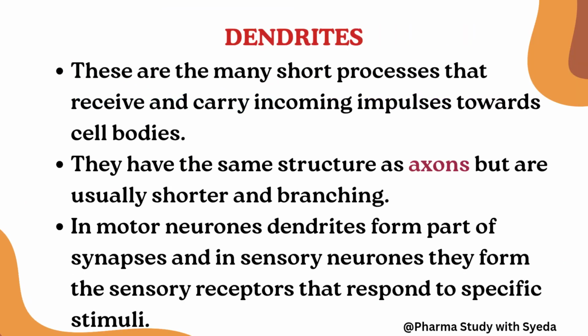Dendrites. These are the many short processes that receive and carry incoming impulses towards cell bodies. They have the same structure as axons but are usually shorter and branching. In motor neurons, dendrites form part of synapses, and in sensory neurons they form the sensory receptors that respond to specific stimuli.